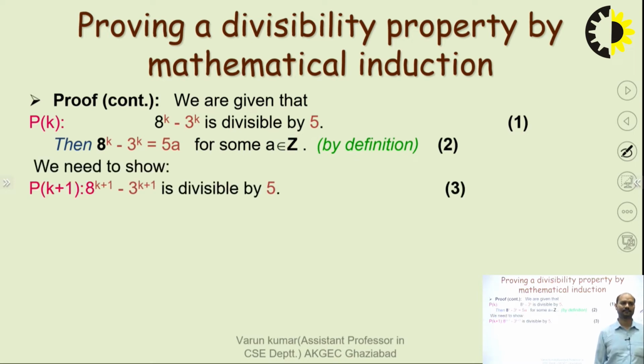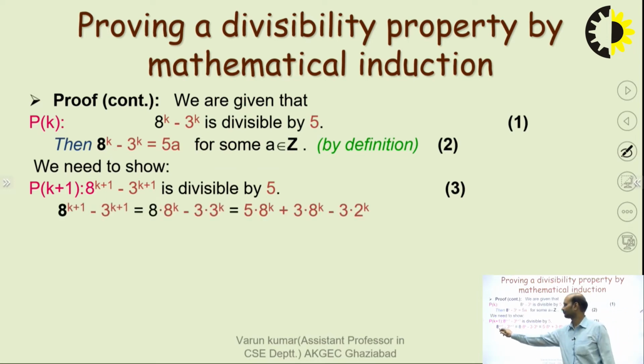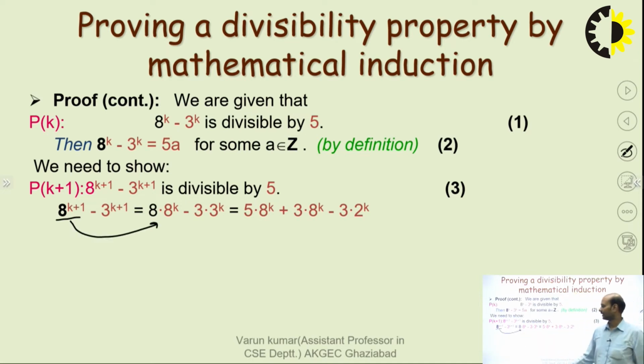We need to show that 8^(k+1) minus 3^(k+1) is divisible by 5. So we divide that 8^(k+1) into 8 dot 8^k, and we divide this 3^(k+1) into 3 dot 3^k, and again we divide this 8 dot 8^k into 5 dot 8^k plus 3 dot 8^k.